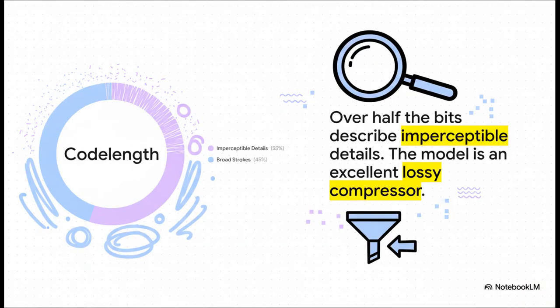Okay, now this is where things get really fascinating. The researchers looked into how the model uses its brain power, its bits of information, to rebuild an image. And what they found was that over half of the data, 55%, is spent describing these tiny, almost imperceptible details. The broad strokes of the image, the stuff we notice first, that's only 45%. This tells us the model is ridiculously good at seeing details that are practically invisible to us.